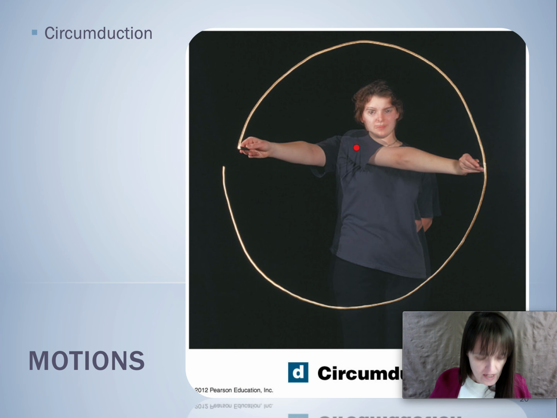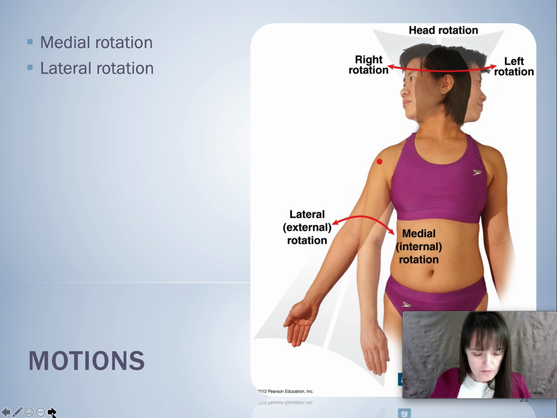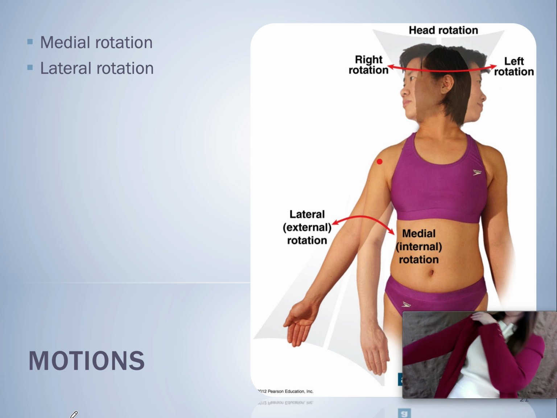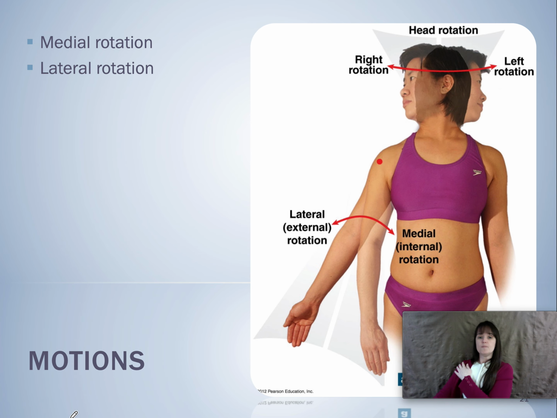Okay. Medial and lateral rotation happen with the limbs, at the shoulder and at the hip. Medial rotation is also called internal rotation. It happens at the shoulder where you rotate the whole arm in. You rotate the whole shoulder in and rotate it out.